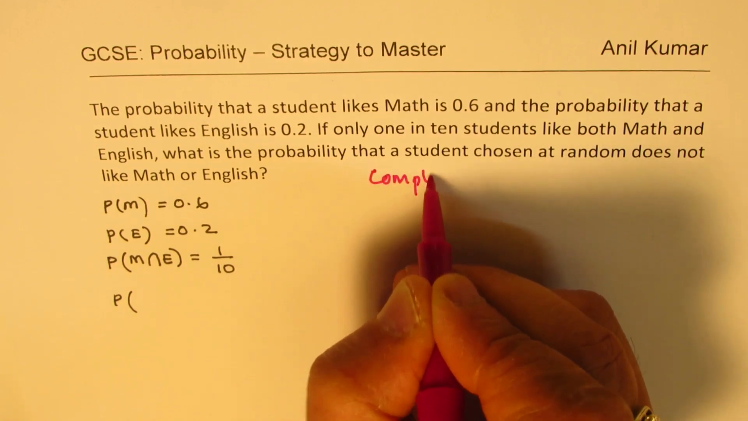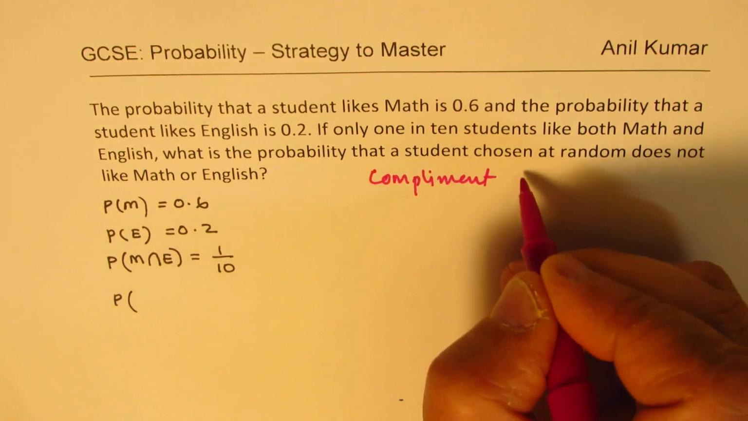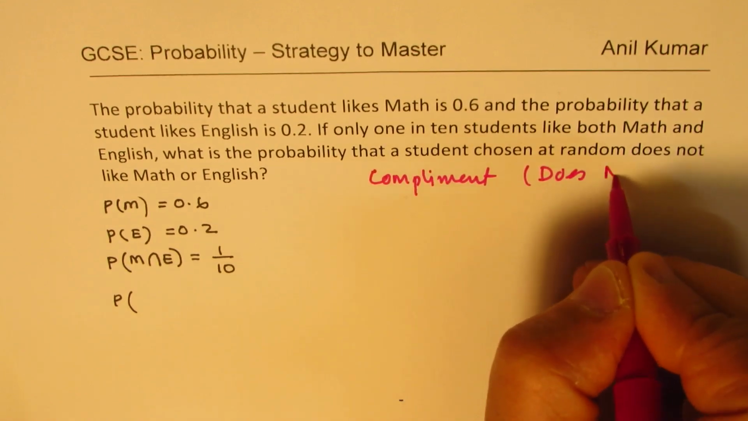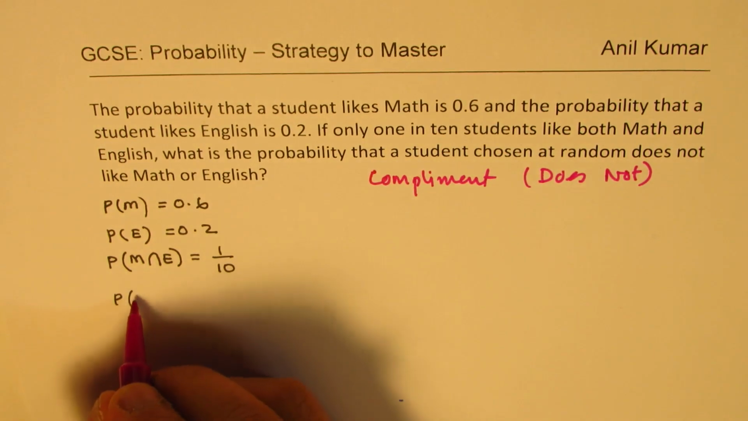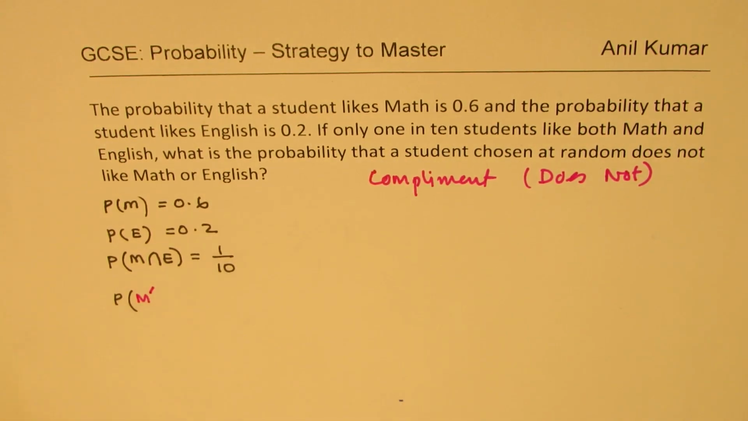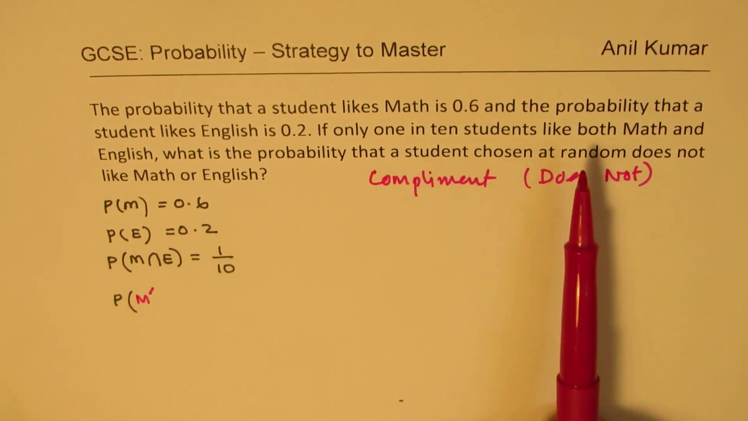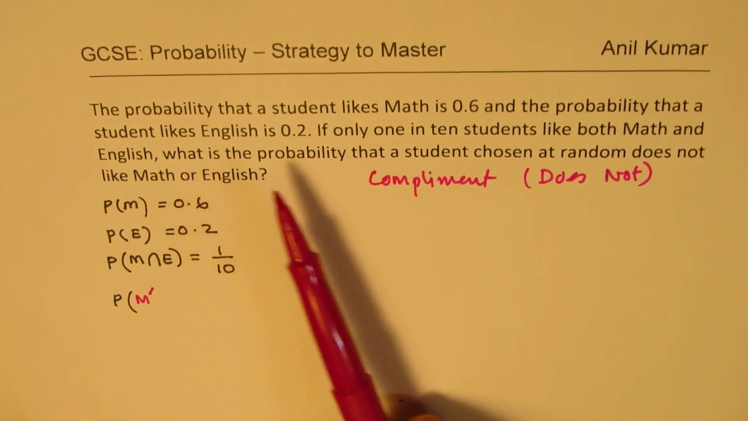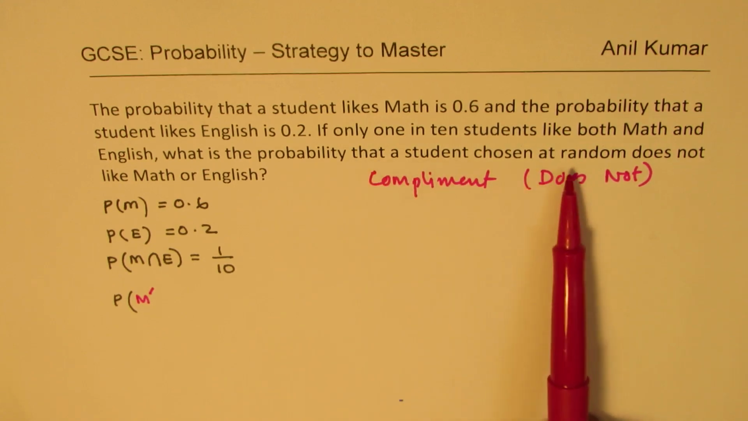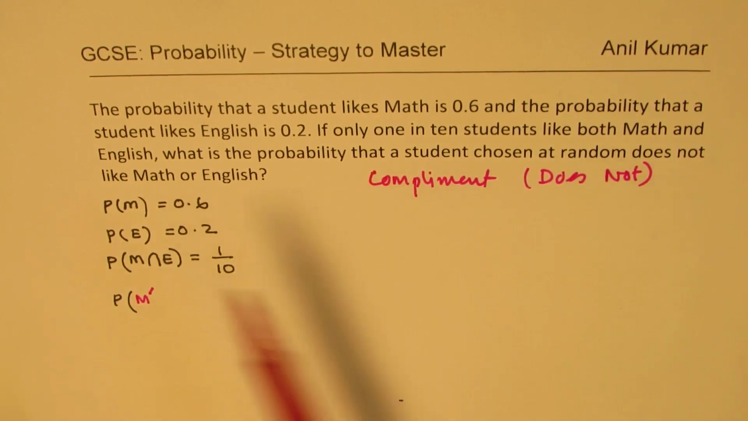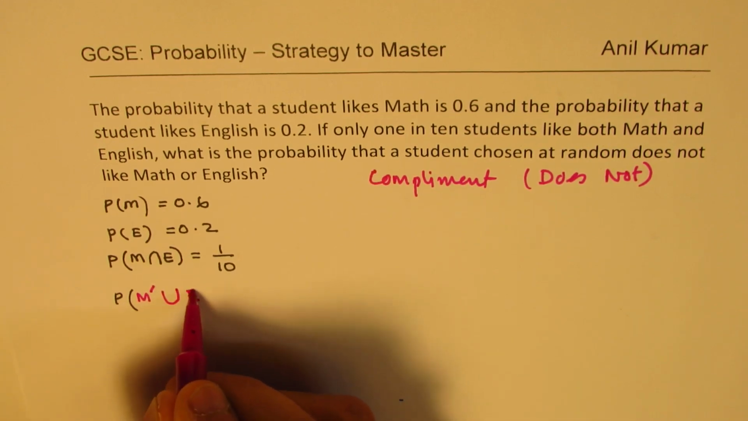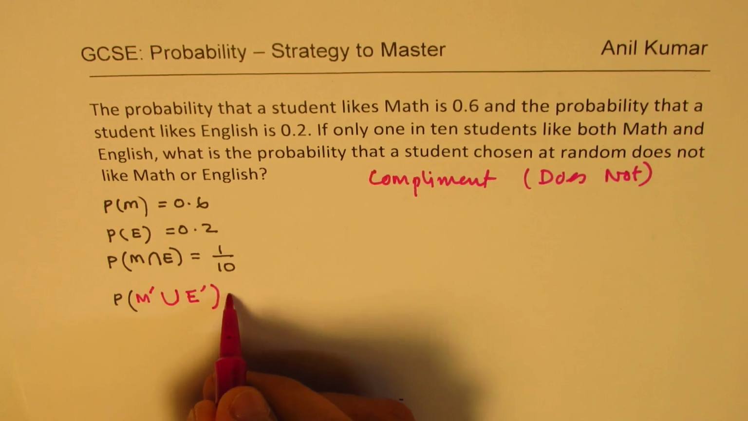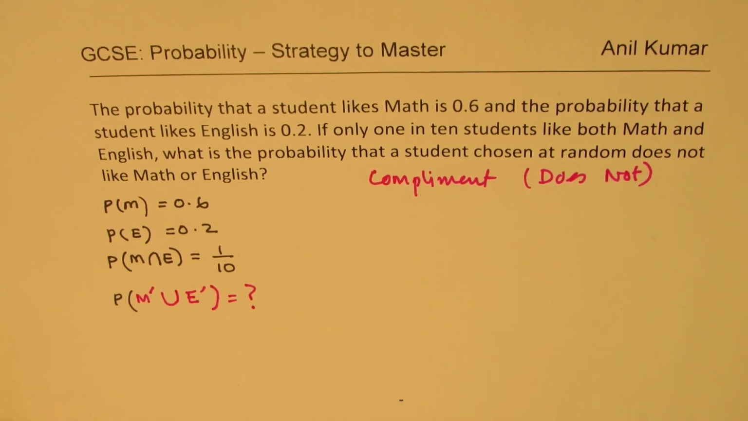So complement here means does not, right? So that we'll say M with a bar, that means not maths. Do you understand? So let's read. It says, what is the probability that a student chosen at random does not like math or English? Or means union, right? Or English does not like. This is what we have to figure out. Is that clear to you?